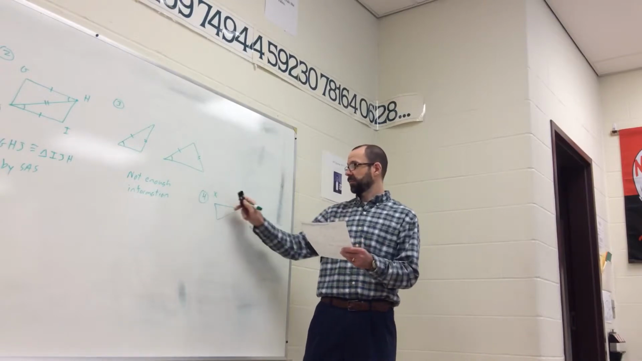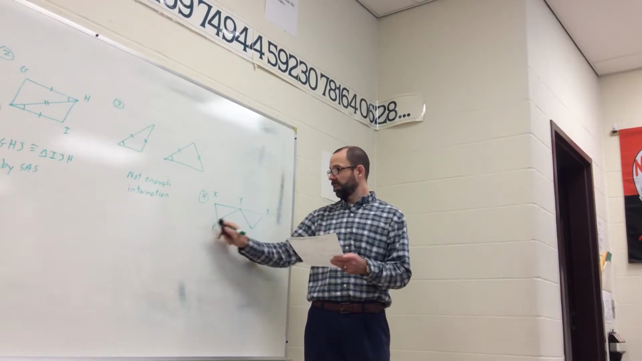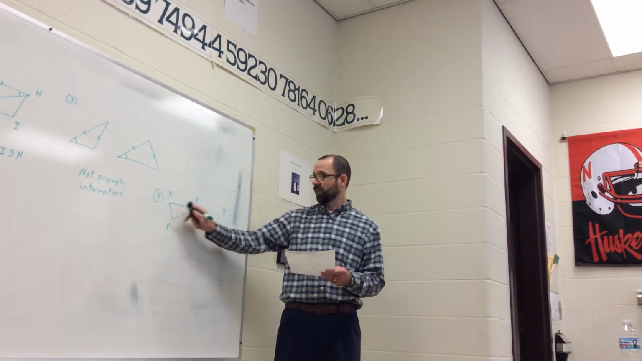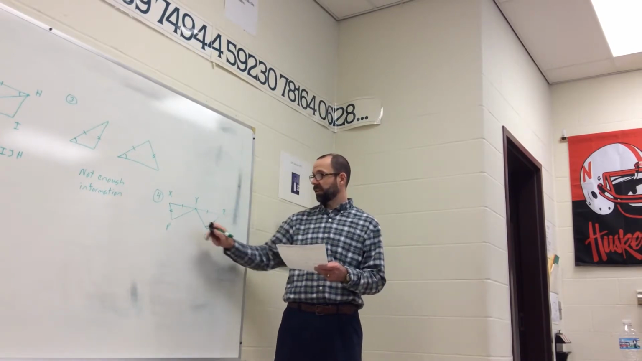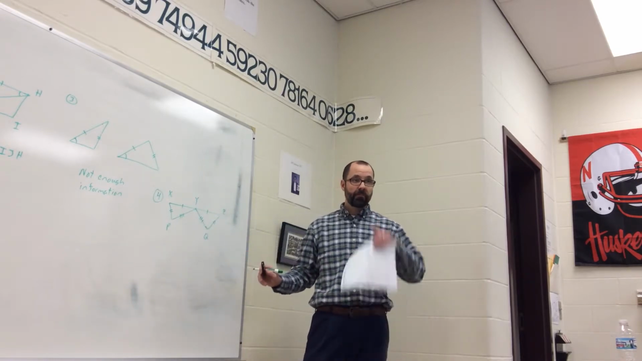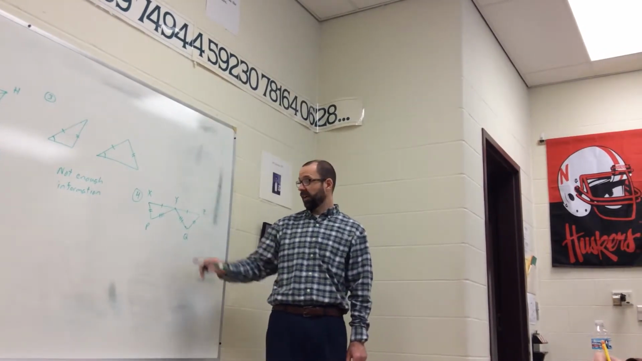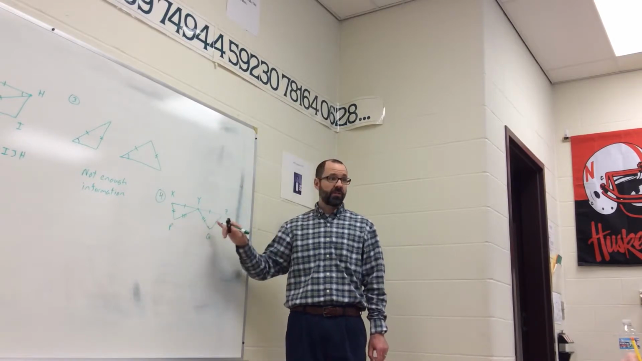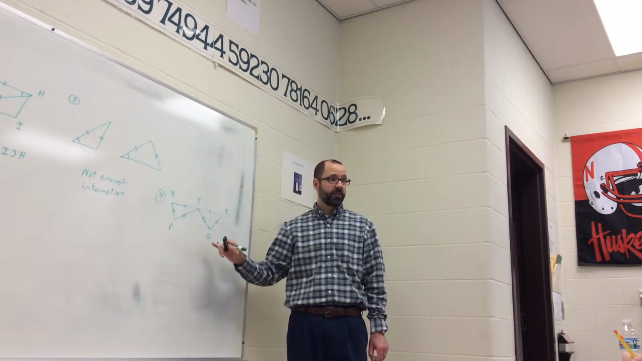We've got X, Y, Z, P, and Q. And this is marked as congruent to that. This is marked as congruent to that. And then this is marked as congruent to that. So we have this side congruent to that side, and that side congruent to that side, and that side congruent to that side. They don't tell us anything about the angles, right?